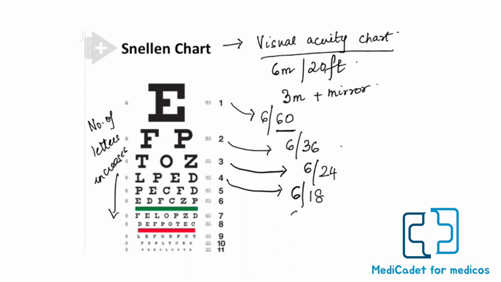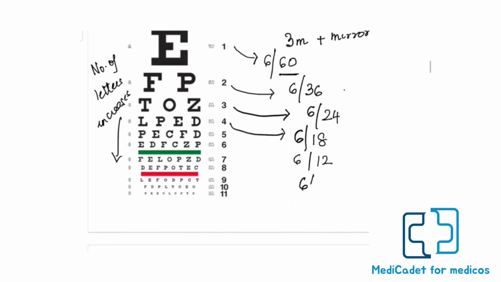Then if he reads the next line, it is 6 by 12. Then if he reads the next line, we call it 6 by 9. And then if he reads the next line, that is 6 by 6. 6 by 6 is also called 20 by 20, and this is the normal visual acuity. So the first line is 6 by 60.